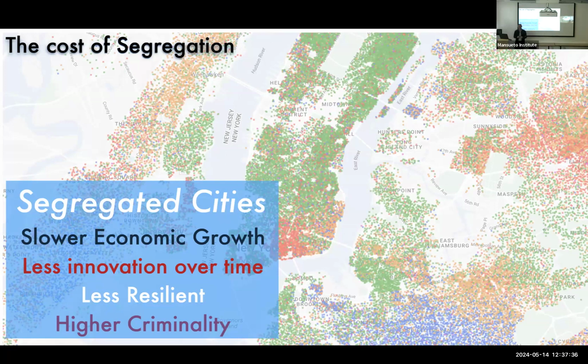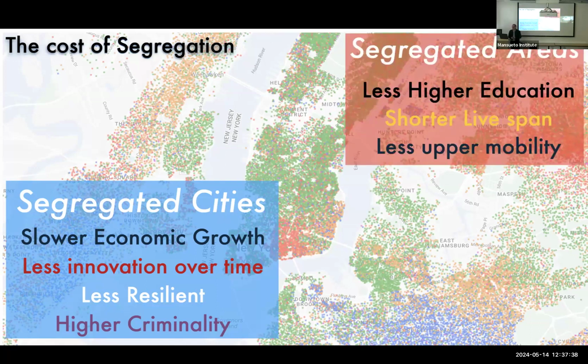And then of course higher criminality. Overall, if you live in a segregated area, then you have less possibility to access higher education. There are statistics that show there is a shorter lifespan, and of course there is less opportunity for you to move up the economic ladder, and so to improve your upward mobility.